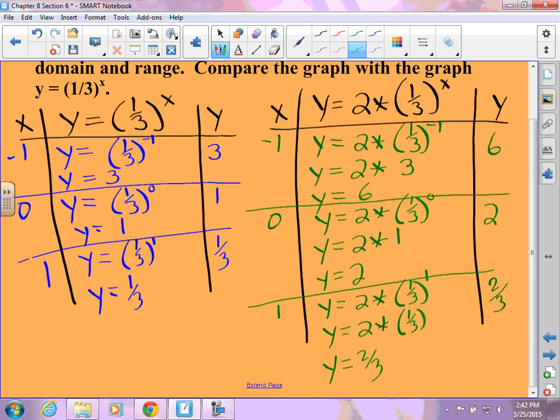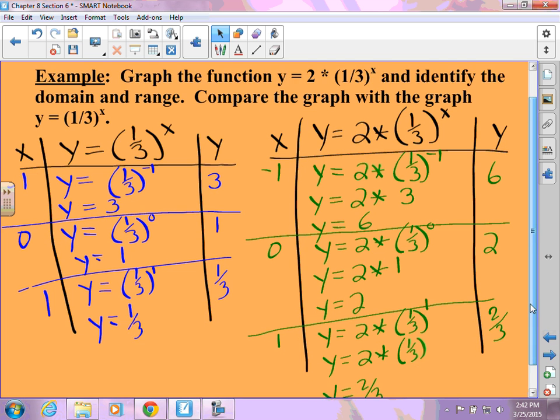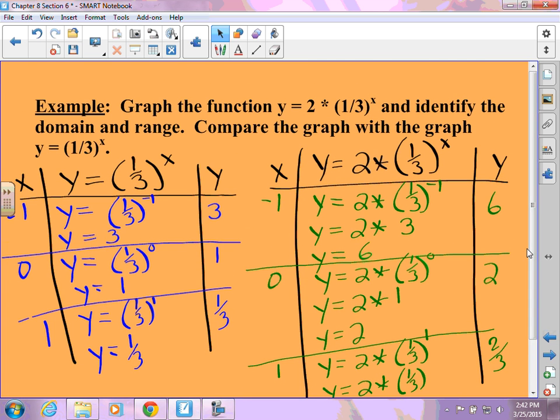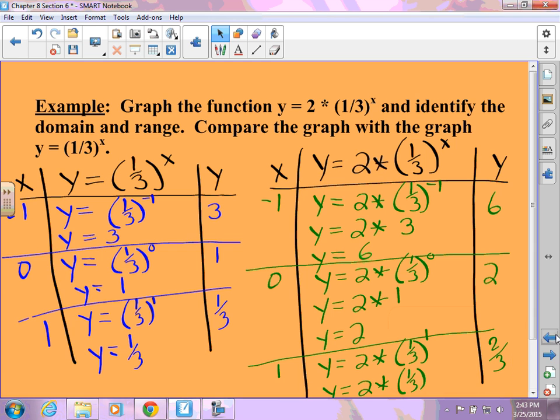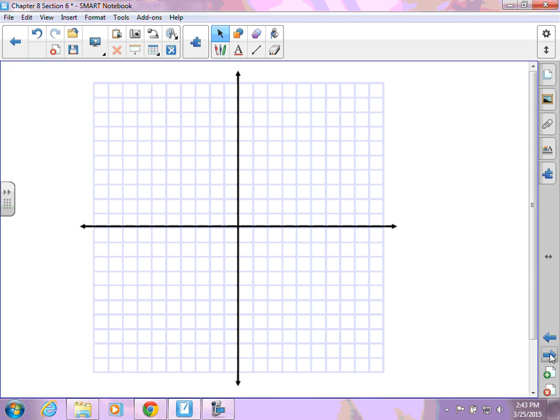All right, so I go ahead and set up my table. I do the work on the table, and then I come over here and I need to make the graph. So now I'm going to take those values and graph these two on the same graph. If I took a look at the first one, I had -1, 3. I had 0, 1, and I had 1 and 1/3.